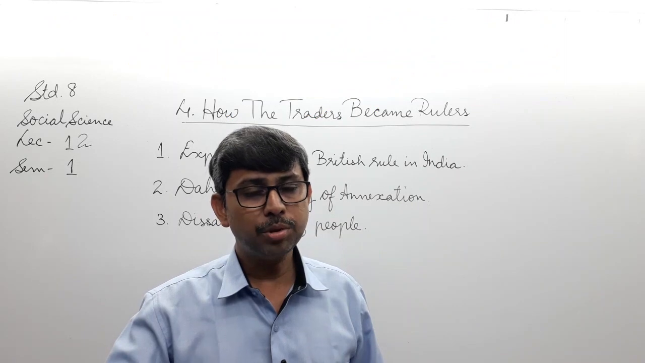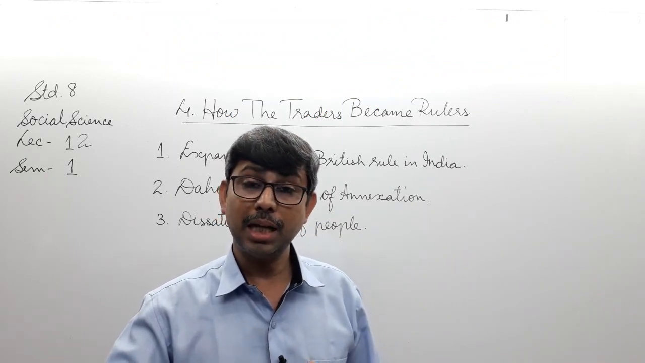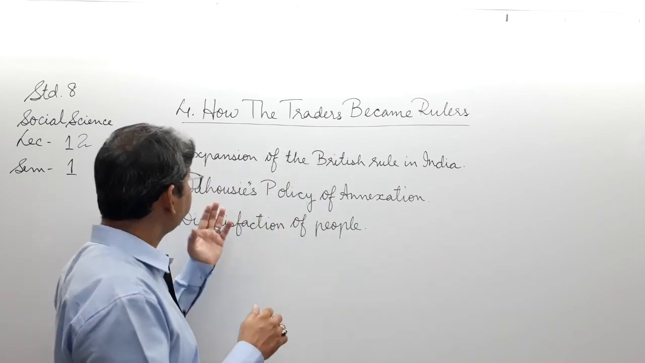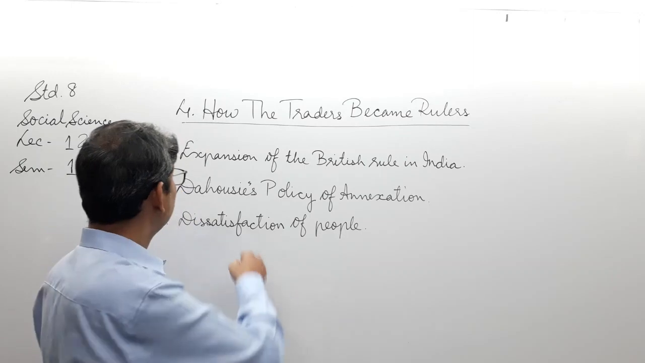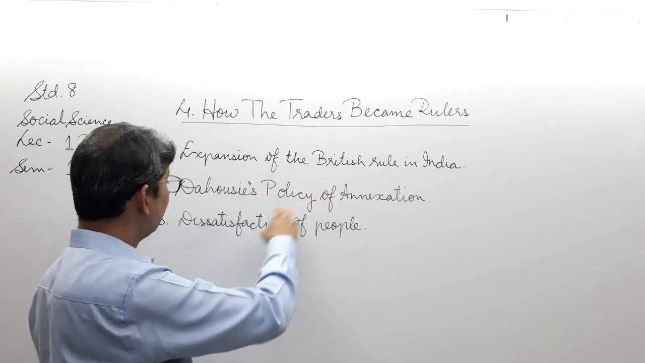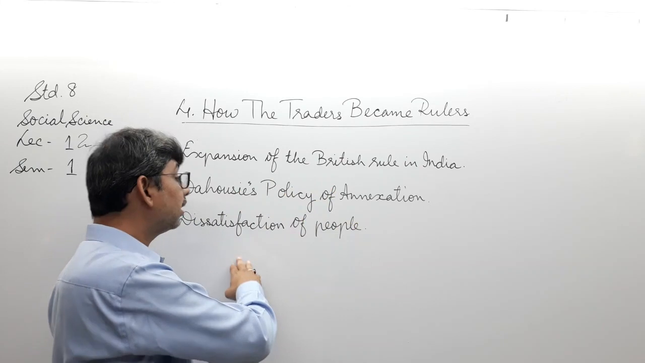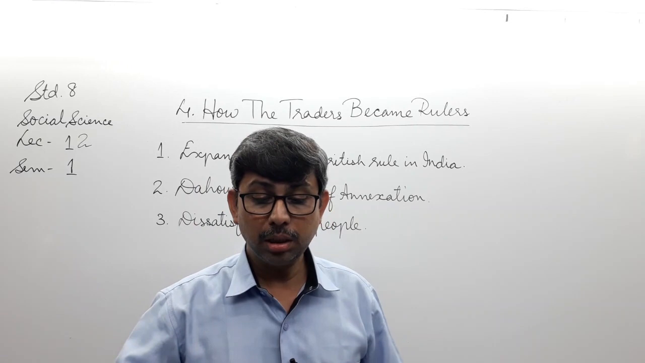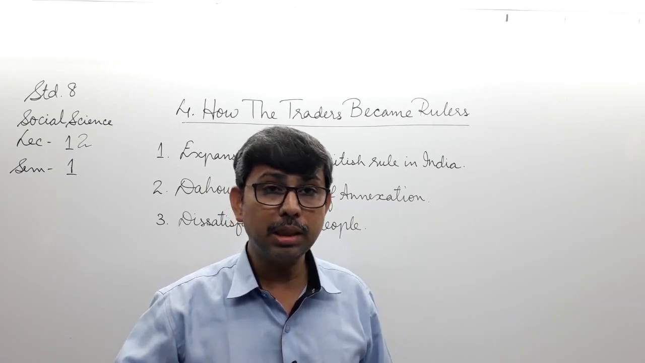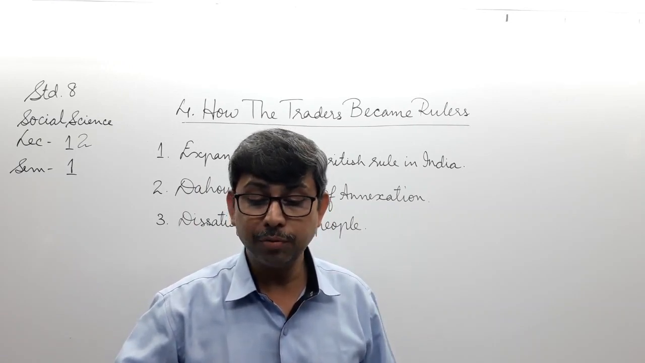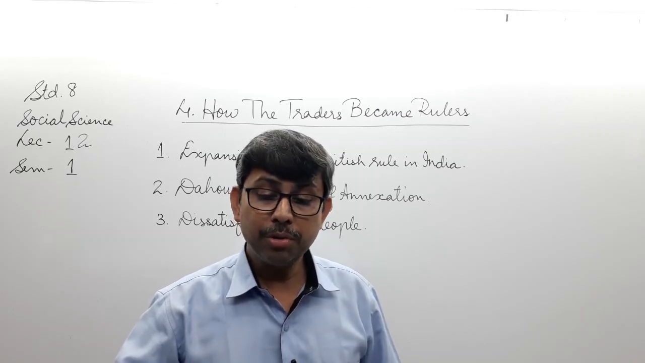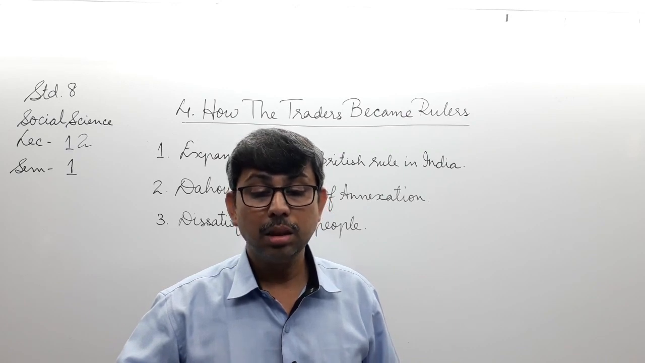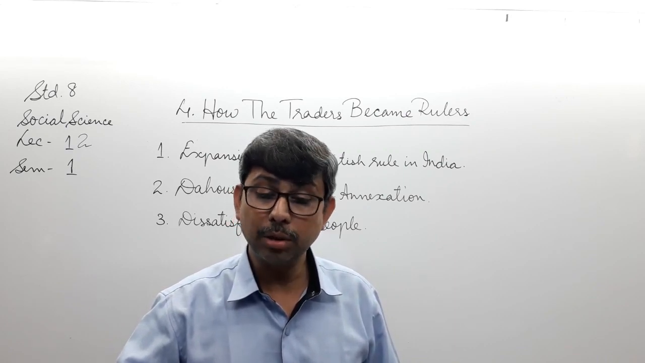Well, after the recapitulation, let us now see what we are going to understand in today's lecture. In today's lecture, as you can see, I have put up the 3 points that we are going to cover: expansion of the British rule in India, Dalhousie's policy of annexation, and the dissatisfaction of people. These are the 3 topics, that is 4.3, 4.4 and 4.5 respectively in our material. So have your materials in your hand and open to page number 35, where you will find the passage to read, and I'll try to explain.